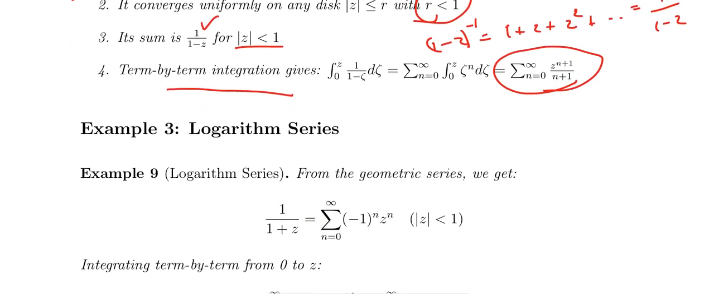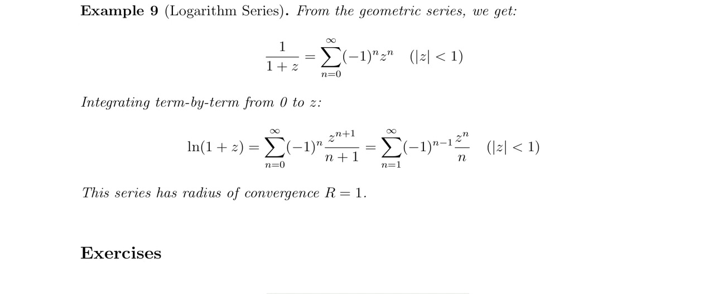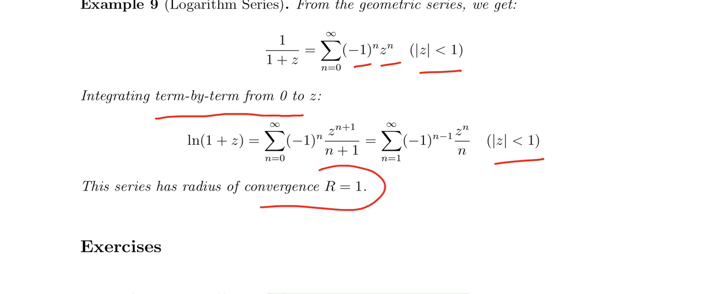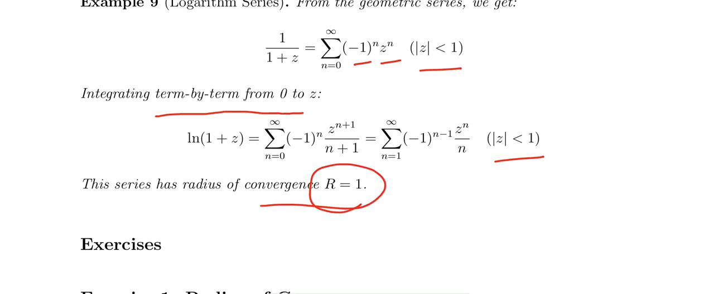In the same way, the logarithm series: 1 by 1 plus z equal to summation n equal to 0 to infinity minus 1 power n z power n, mod z less than 1. Integrating term by term from 0 to z, log of 1 plus z equal to summation minus 1 power n z power n plus 1 divided by n plus 1, or minus 1 power n minus 1 z power n by n, mod z less than 1. The series has a radius of convergence r equal to 1.